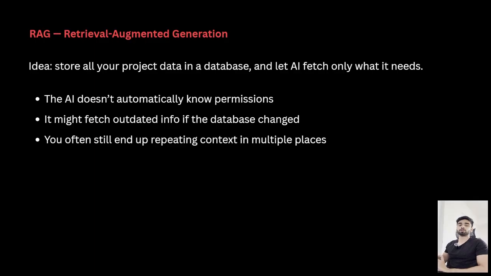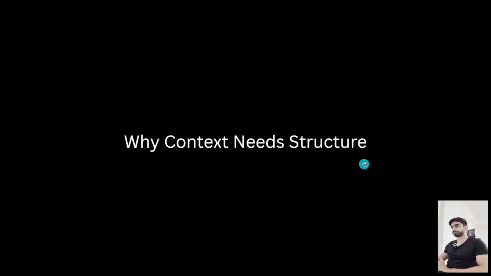AI does not automatically know permissions. It might fetch outdated info if the database is changed. You still often end up repeating the same context in multiple places. AI has no standard, reliable way to know the context it needs. And that's why MCP was created: to make context structured, reusable, and safe.